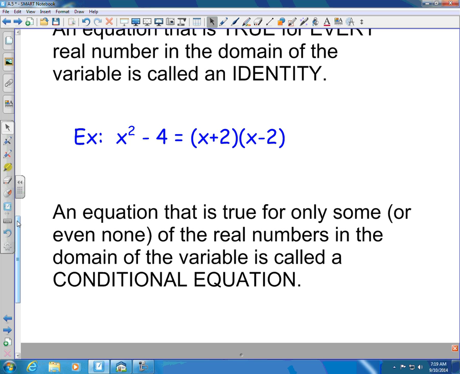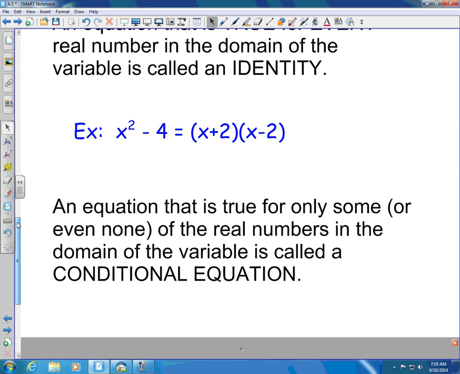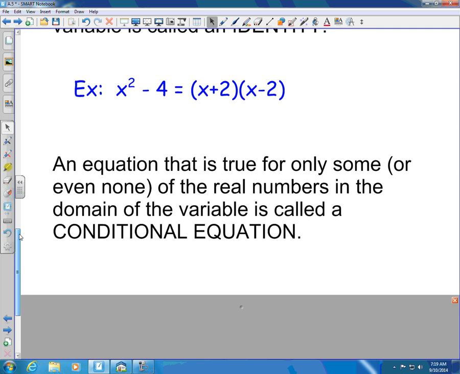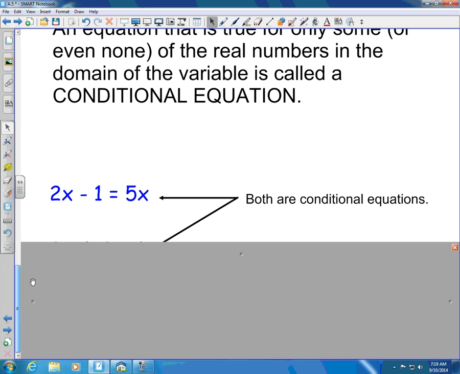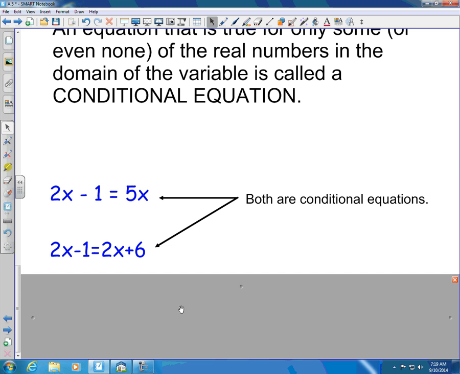An equation that is true for only some, or maybe even none, of the real numbers in the domain of the variable is called a conditional equation. So here are some examples of conditional equations. 2x minus 1 equals 5x. You know how to solve an equation like that, and we are going to end up getting one solution.